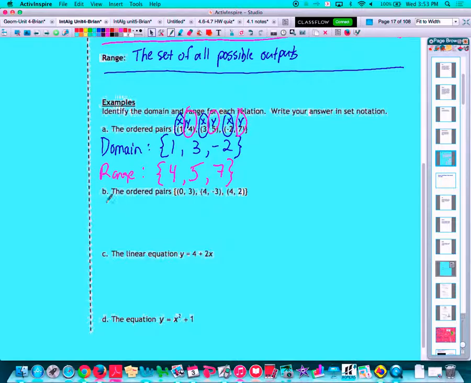All right, next group, domain would be, I see a 0, I see a 4. So again, I'm looking at the x values here. So every x value is a part of the domain. All right, and I see 4 again as another x value. So the domain on this one is just 0 and 4. I don't list the 4 twice. I just list it once. So I'm just asking, what are the possible x values? Well, 0 is a possible x value, and 4 is a possible x value. All right, range.